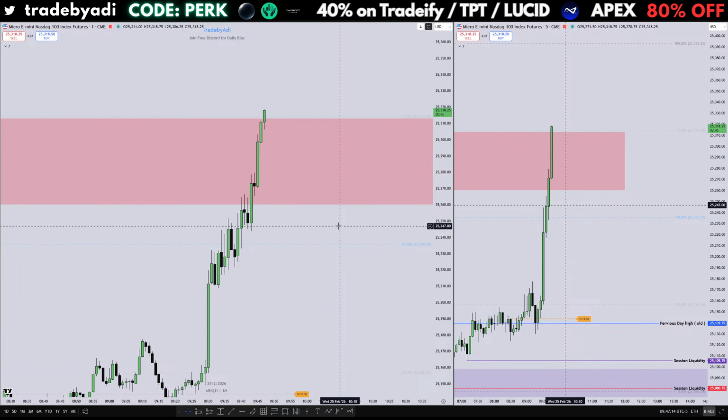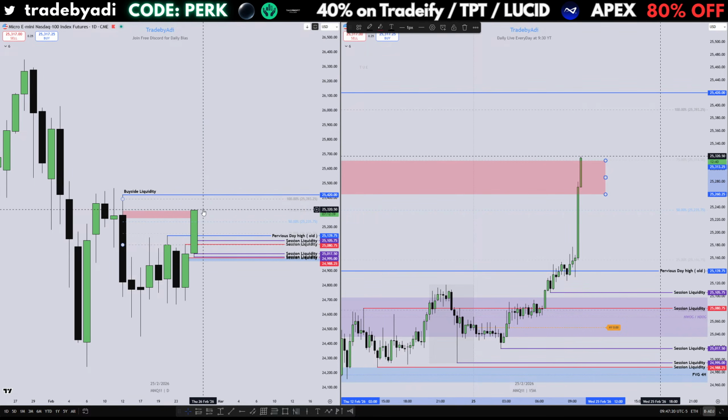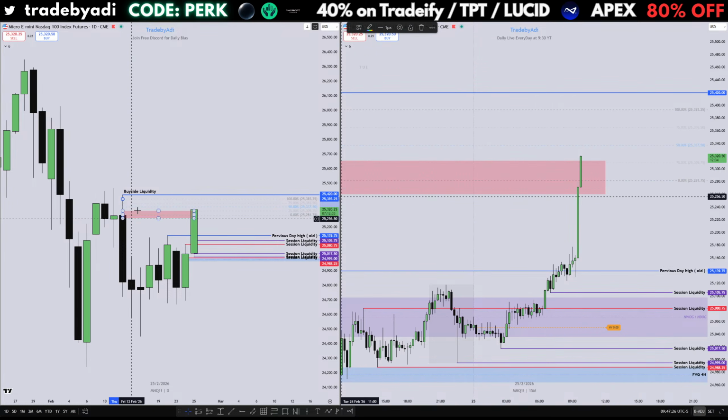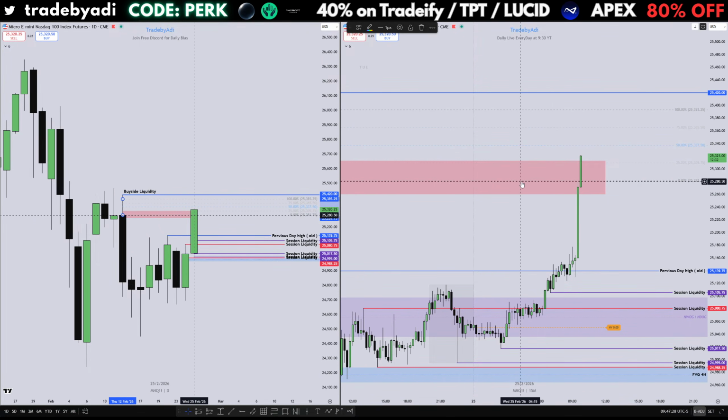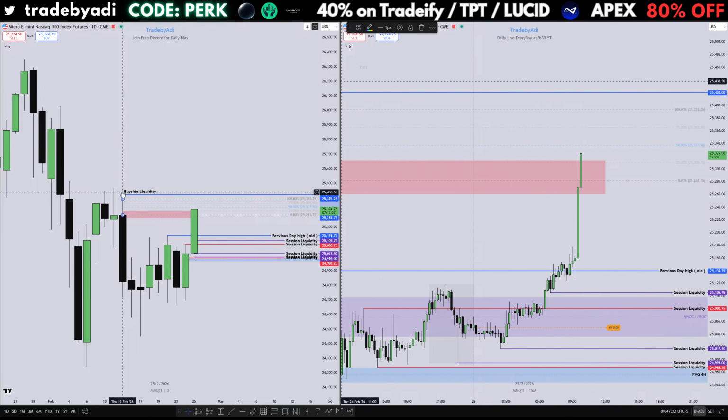Yeah, because I don't think we are going to get any trade. Let's wait. Price is really pushing to the buy side liquidity, but the price has not done any kind of manipulation also. That is the worst part.